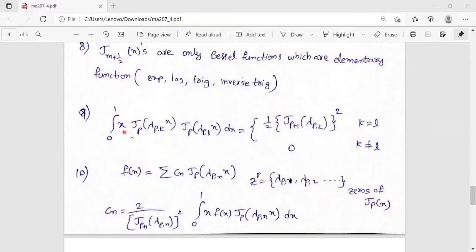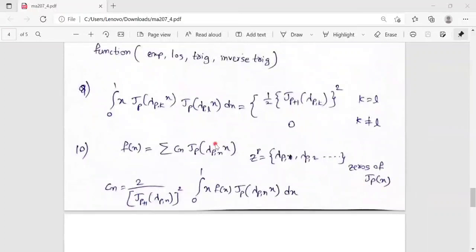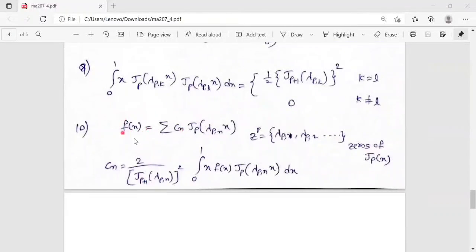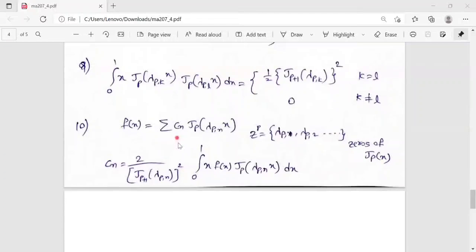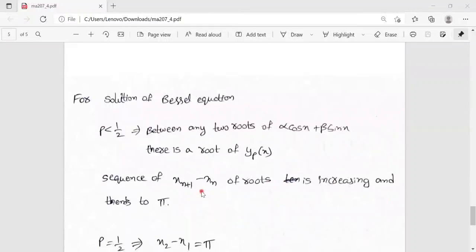Suppose the integral of x into Jp lambda p comma k times Jp lambda p comma l, where these two are zeros of the Bessel function Jp. If k is equal to l, we have this value, and if k is not equal to l, it is 0. This is similar to Legendre polynomials. So we can write any function as a sum of these Bessel functions, similar to Legendre polynomials. We can find Cn through this integral. We have another theorem.